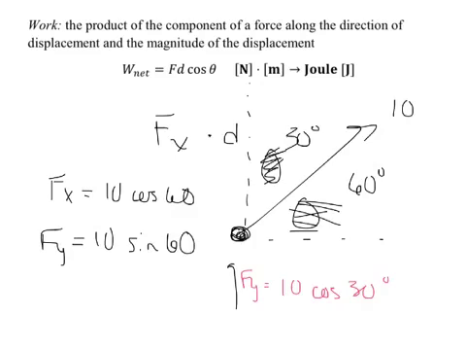Before we go on, let's take a look at our units. Units of force are newtons. Units of distance are meters, which means it's newton times meter. Newton times meter happens to be a joule. It's not Yule, joule.